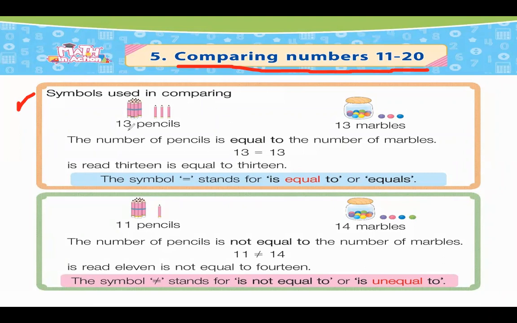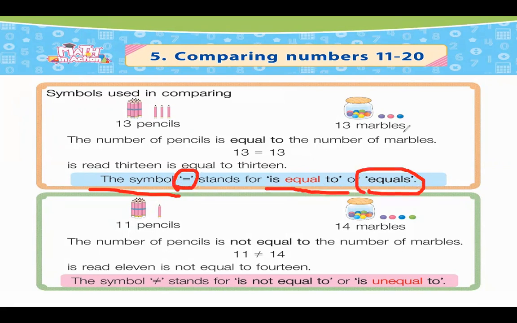Symbols used in comparing. Let's say we have 13 pencils and 13 marbles. The number of pencils is equal to the number of marbles. So that means 13, 13, they are equal. It is read 13 is equal to 13. The symbol equal stands for is equal to or equals.